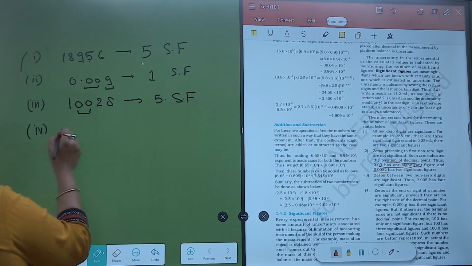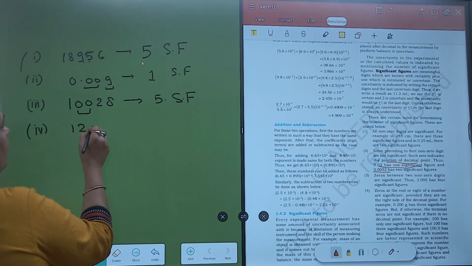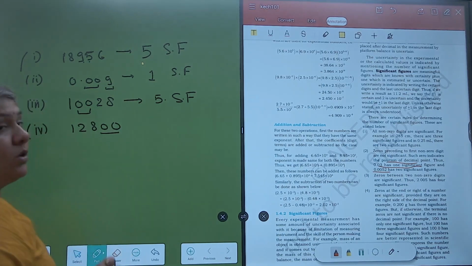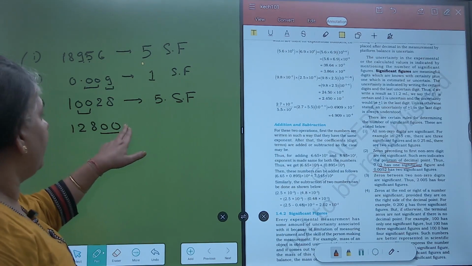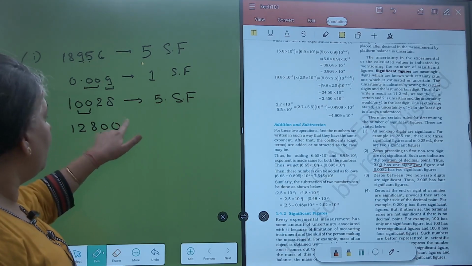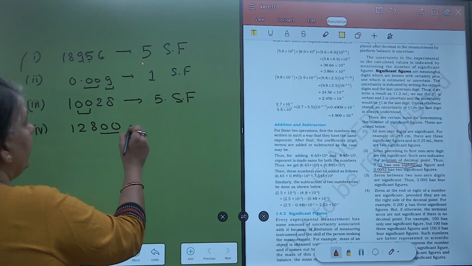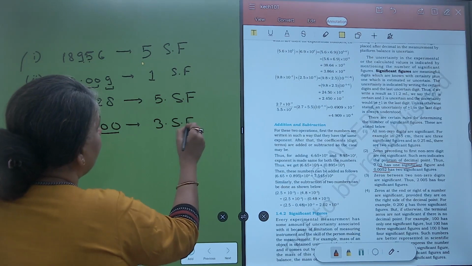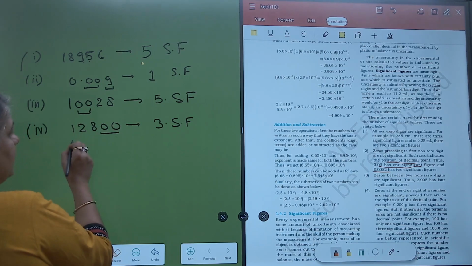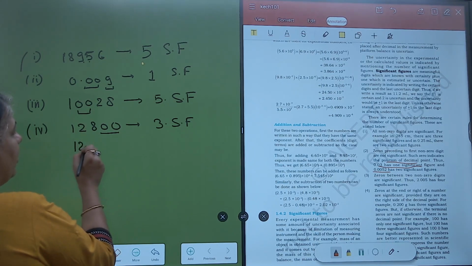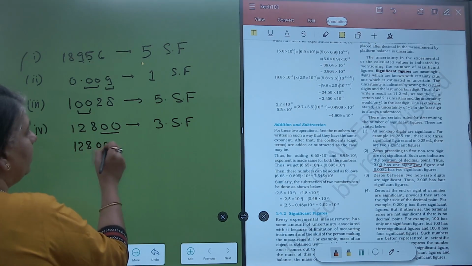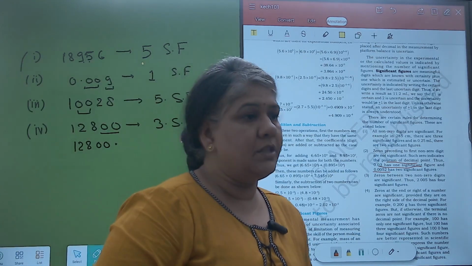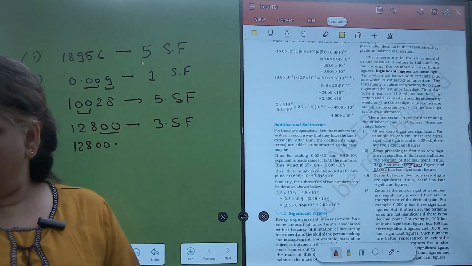See, another rule, or the fourth point, is zeros at the end are not significant. See, if I write a number 12800, these terminal zeros are not significant if there is no decimal placed. So here we'll write there are 3 significant figures; these terminal zeros will not be considered. Again, if I write a number 2800 followed by a decimal, now these two zeros will be considered significant.